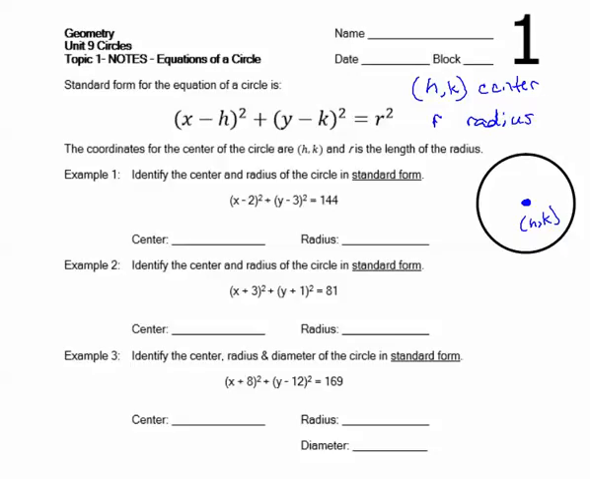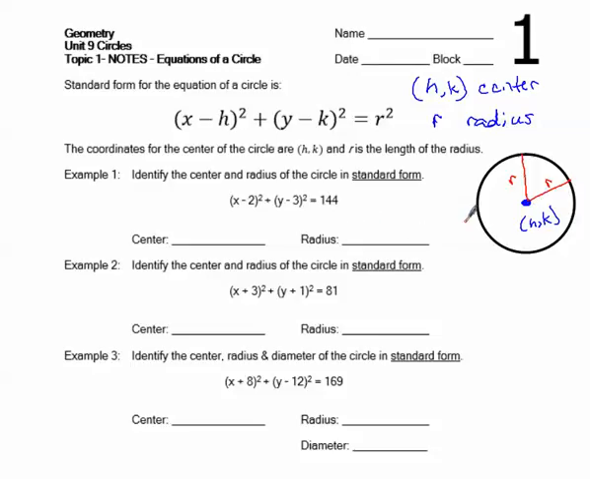The radius is the distance between the center and the edge of the circle. So this would be the radius, and it can be anywhere in the circle. They're all going to be the same length. So if this radius is 5, then every single line that I draw from the center to the edge of the circle is going to be 5. They're all going to be the same.